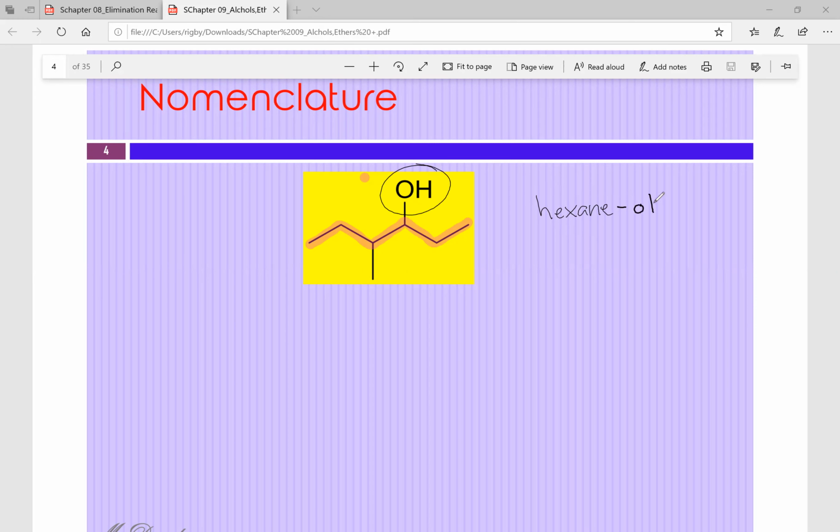And so we also have to tell whoever we're trying to communicate this to which carbon our OH is on. So now we have to number our carbon chain. And again, as always, there are two ways to number this chain, either left to right, 1, 2, 3, 4, 5, 6, or right to left, 1, 2, 3, 4, 5, 6. And so we can see here that we can either put the OH on the 3 or on the 4. We are always going to want to give the OH group priority over any alkyl groups, which is any group that's only made up of carbons and hydrogens.